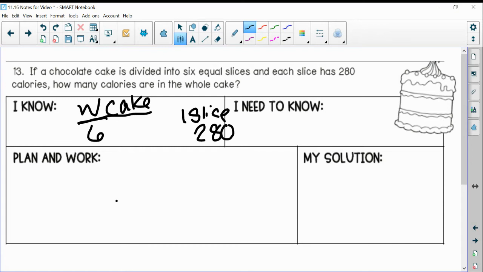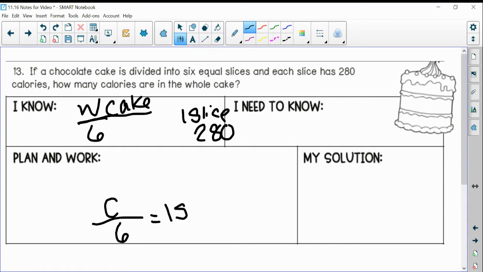So I do not know the calories of the whole cake, and I'm going to put C, just because if I have 2 variables, it might be confusing. You might think we're looking for 2 numbers. So the whole calories of the cake we do not know. So that's our C. We know that if we divide it by the 6 pieces, we're going to get the total calories of 1 slice.